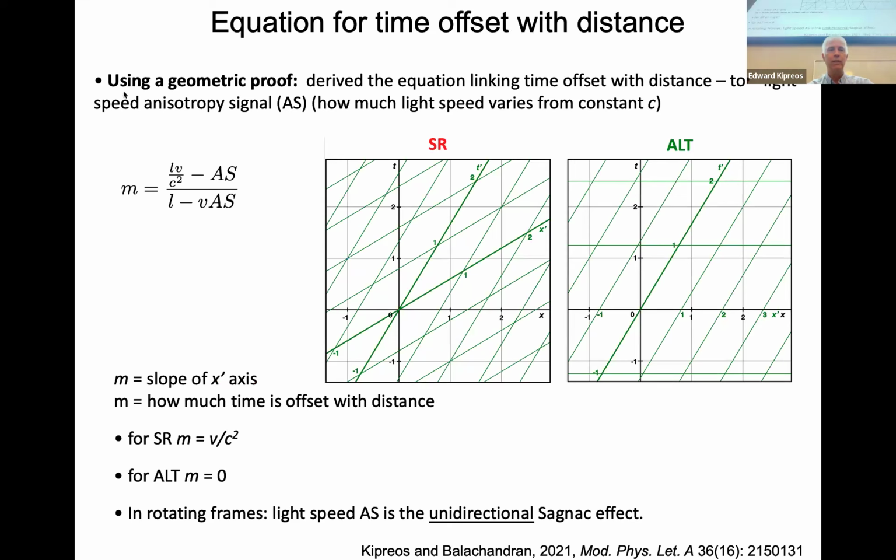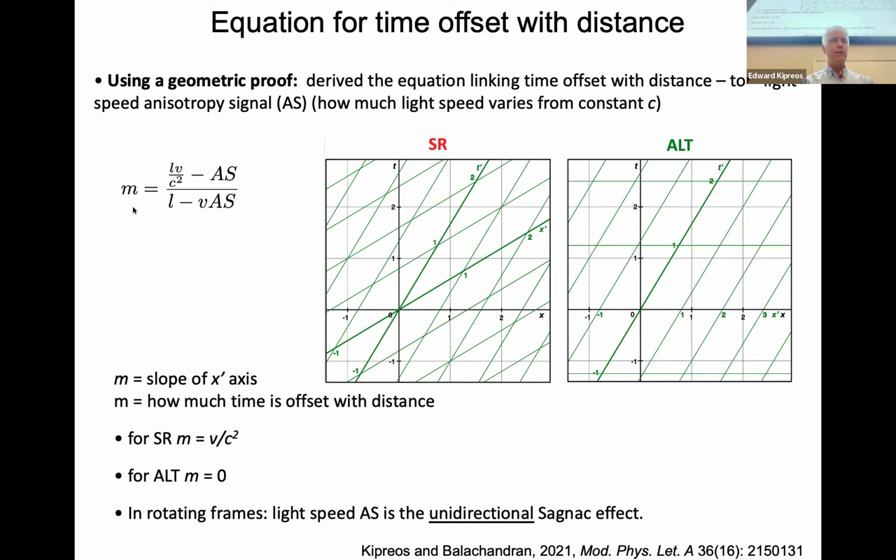And so we did, so me and Riju Balachandran, who's one of my former grad students, we did a geometric proof, and what we're looking at is how much is time offset with distance, and we wanted to put it in terms of an anisotropy signal. And anisotropy just means how much the speed of light, in this case, is offset from what you expect for it being constant.